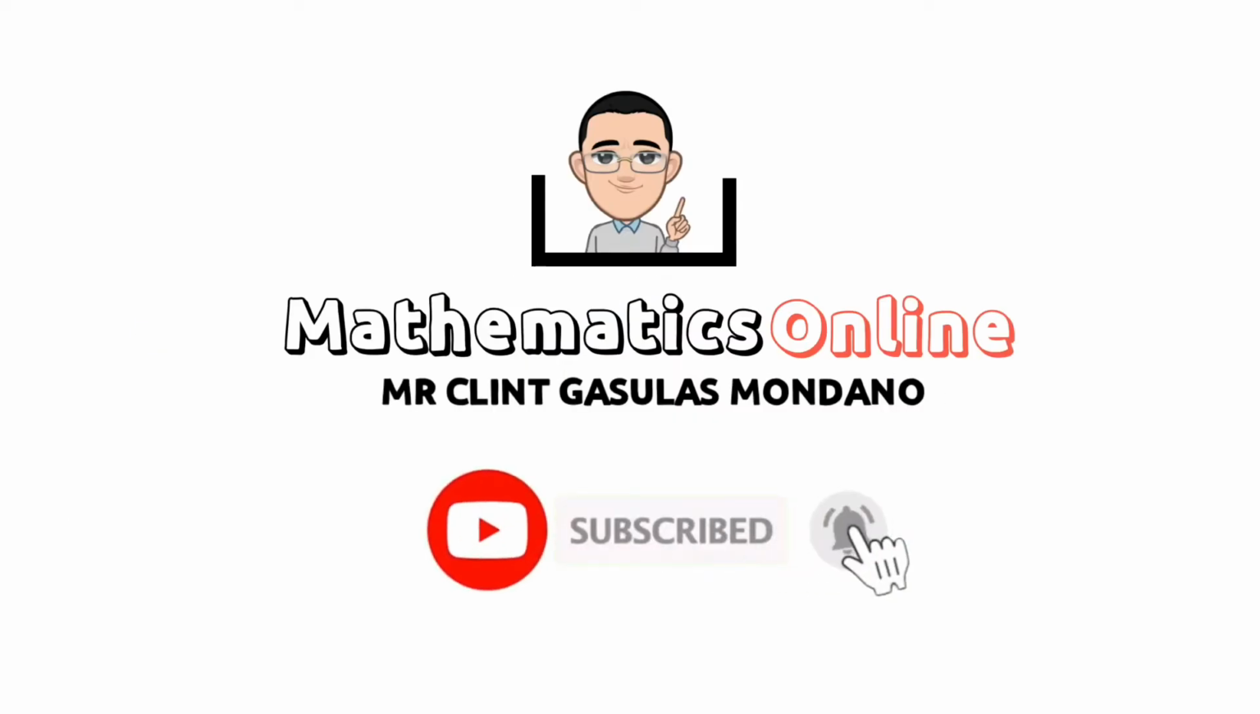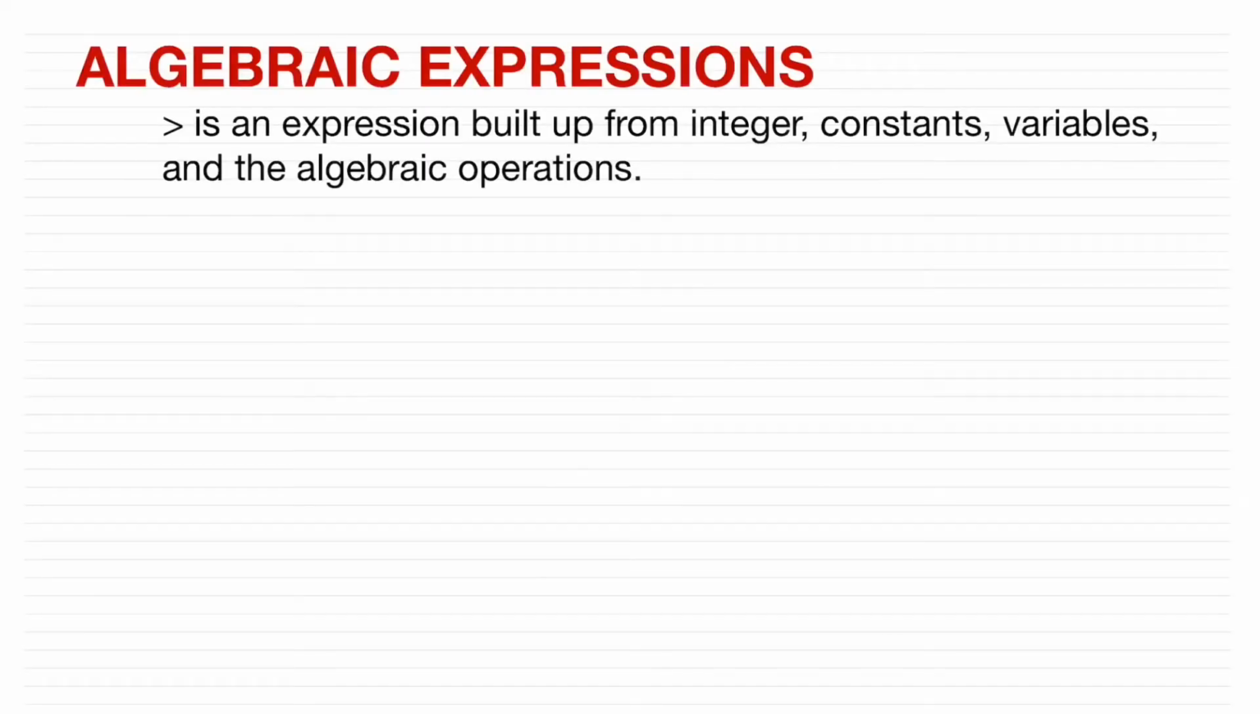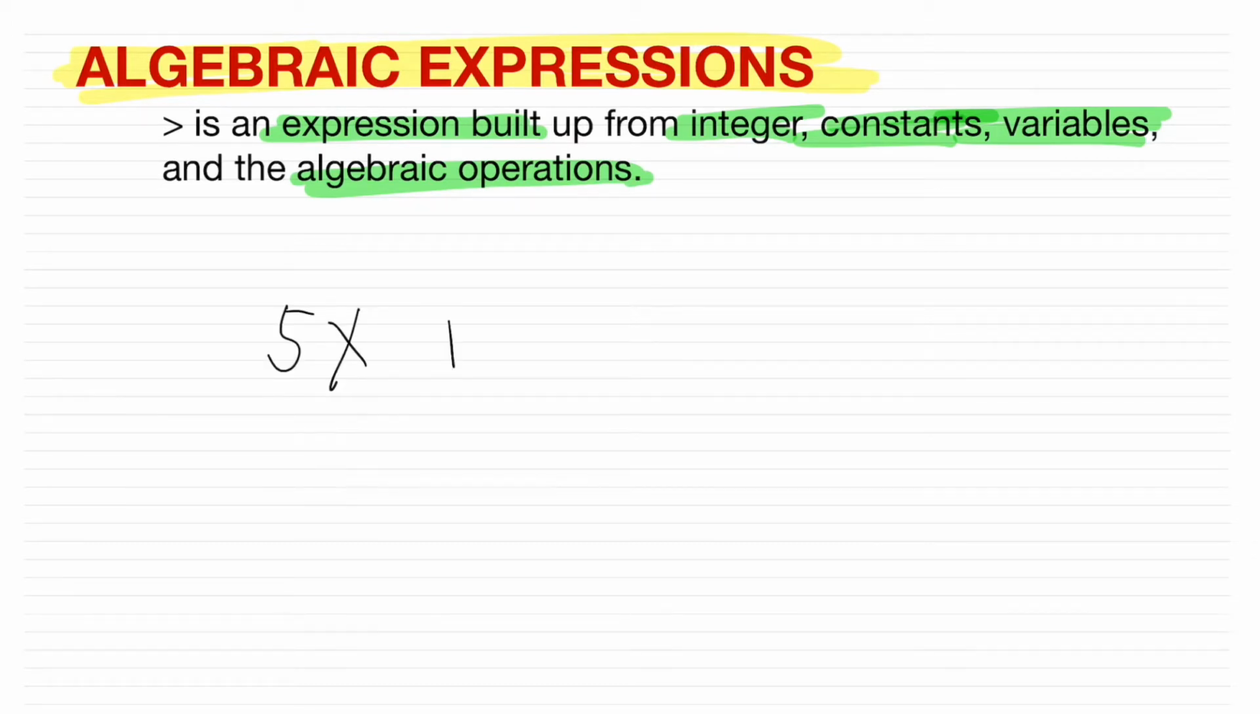Mathematics Online. Alright guys, today you will be learning about algebraic expressions. Alright, what do you mean by algebraic expression? These are expressions built with integers, constants, variables, and algebraic operations. Now for example, we have here 5x plus 7 equals square root of 2.